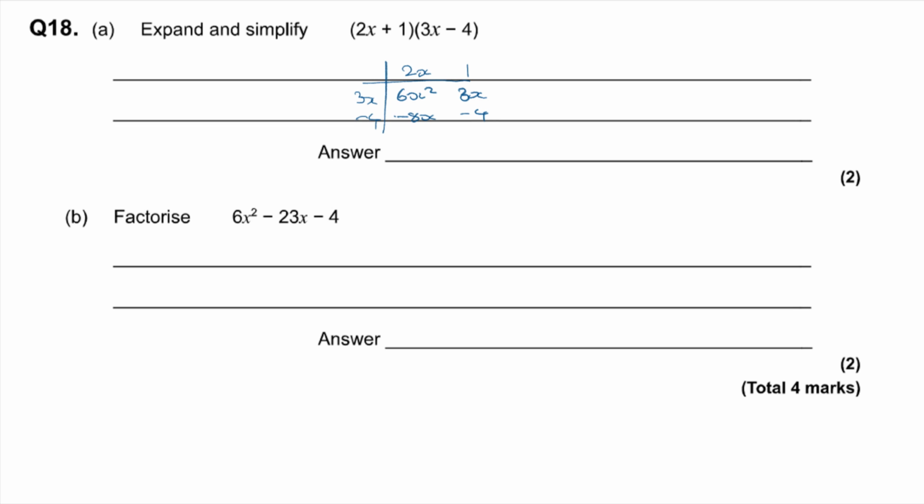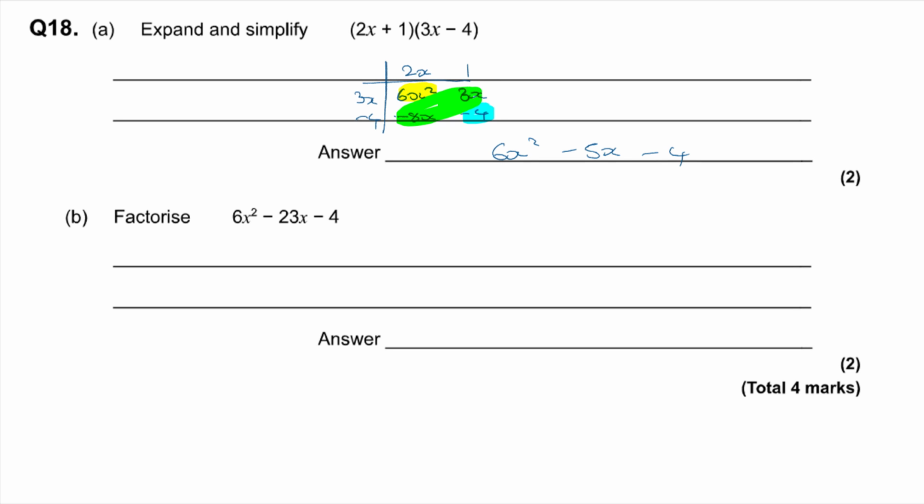So again, I'm going to get one term in x squared there, that's 6x squared, that goes at the front. I've got 2 terms in x, 3x and minus 8x, so adding those together gives me minus 5x, and then I've got that minus 4 on the end.